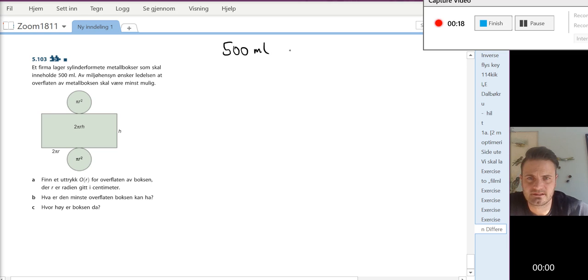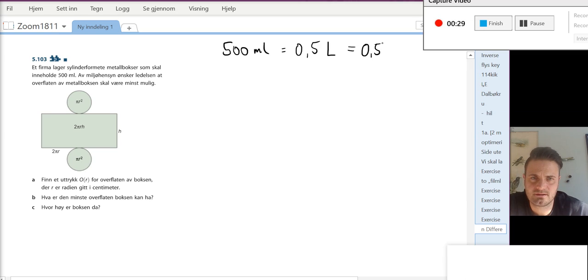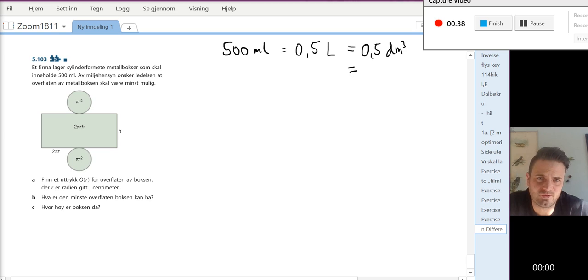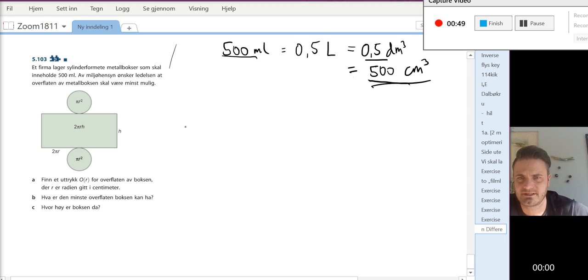And just to make this correct, this is the same as 0.5 liters, which is the same as 1 liter, which is the same as cubic decimeters, like this. But we're going to give it in centimeters here, and then we have to know that this is the same as 500 cubic centimeters. Then it gets easier here. Okay, so 500 milliliters means the same as 500 cubic centimeters.